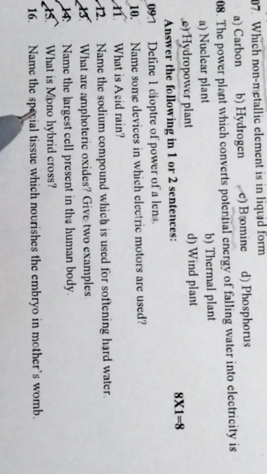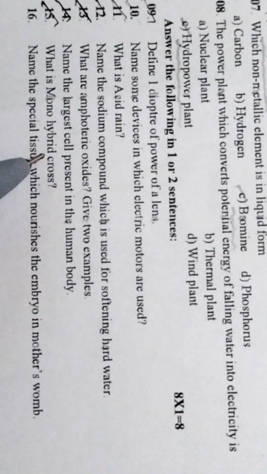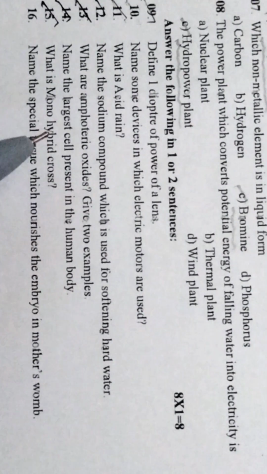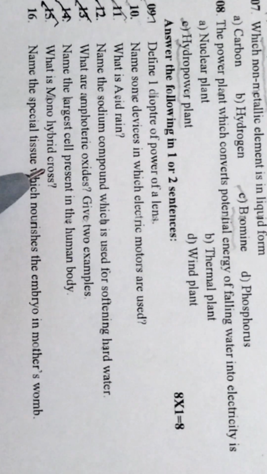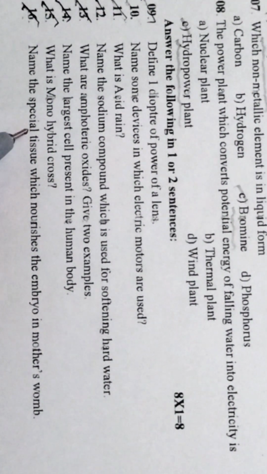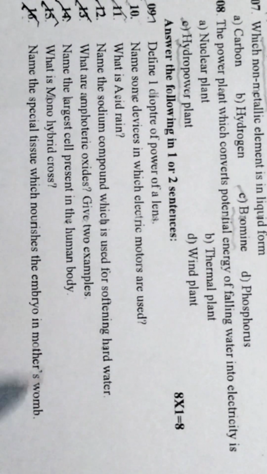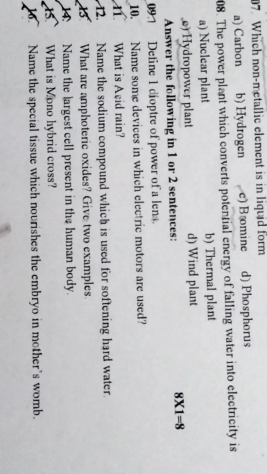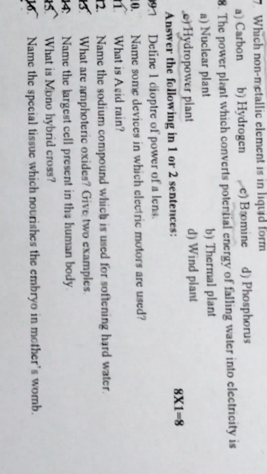What is monohybrid cross? A cross between 2 plants which differ by 1 character. Name the special tissue which nourishes the embryo in mother's womb. That special tissue is called placenta. Placenta is a special tissue which nourishes the embryo in mother's womb. So the correct answer is placenta.